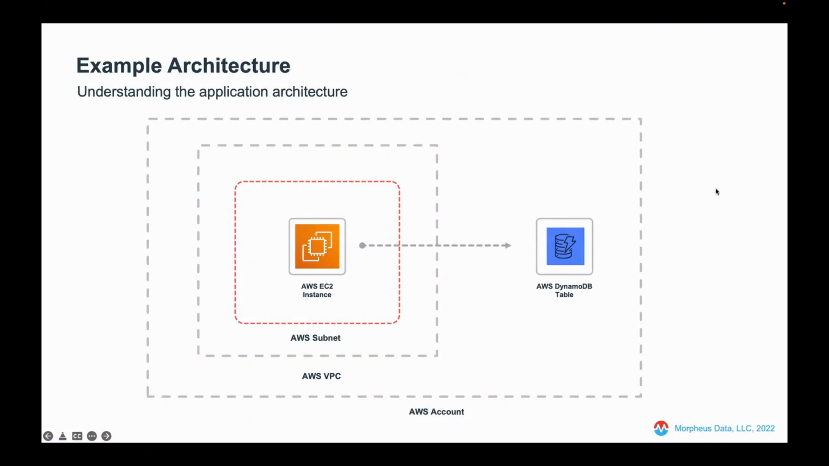So the example we see here is the EC2 instance as well as a DynamoDB table. In this example, we're assuming that the AWS account already exists, the VPC already exists, and the subnet already exists. Technically, the VPC as well as the subnet can be created as part of this same deployment. Technically, an AWS account could also be created utilizing Terraform through Morpheus. But in this example, as I mentioned, we're going to assume that those constructs have already been created.